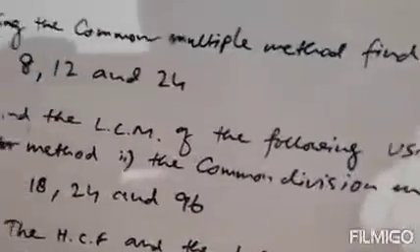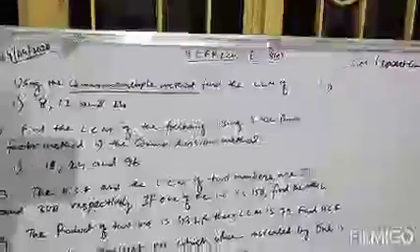So first question is question number one. Using common multiple method, find the LCM of 8, 12 and 24. So what is the method? We have to find out the LCM of 8, 12 and 24 using common multiple. So you will first find multiple of 8, then multiple of 12 and multiple of 24. Clear?